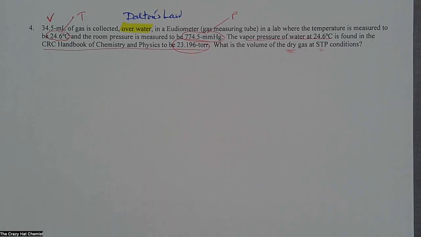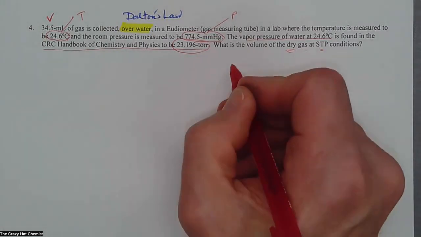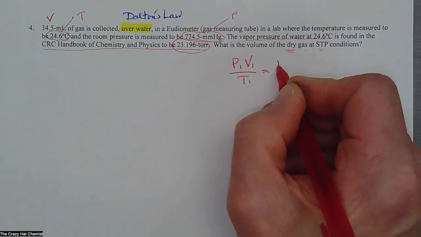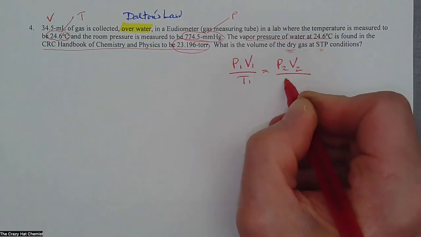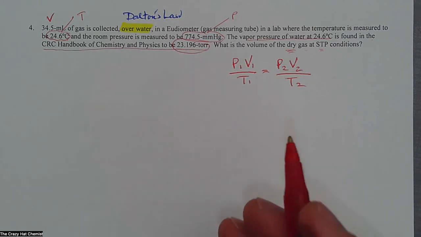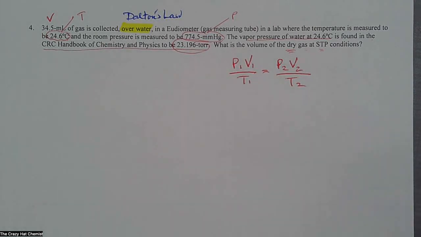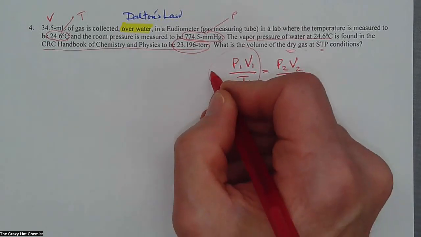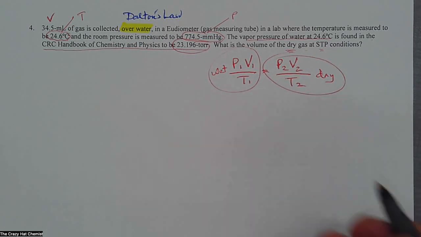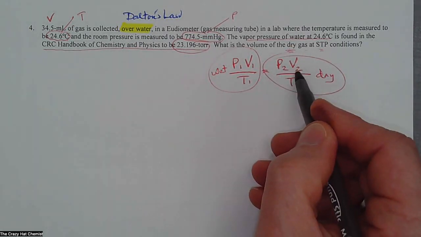Okay, so this is a complicated problem, and this is a fantastic free response question on a test here. All right, so this problem here is P1 V1 over T1 equals P2 V2 over T2. Okay, so one of these conditions is going to be wet. One of these conditions is going to be dry. So we're going to call this the wet conditions, and we're going to call this the dry conditions. What are the dry conditions? Dry conditions are at STP.